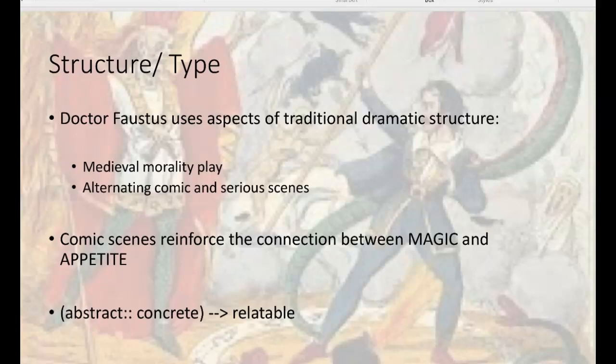Anyways, the structure. Dr. Faustus does a couple of different things in terms of what type of play this is and what structure it takes. And in some ways, Dr. Faustus is a morality play. And it uses aspects of that medieval morality play by alternating comic and serious scenes, which is what a morality play does. And these comic scenes, which we'll see and talk about, reinforce the connection between magic and appetite. And it's a way to make these abstract concepts of serious spiritual matters concrete or relatable to all members of the audience.